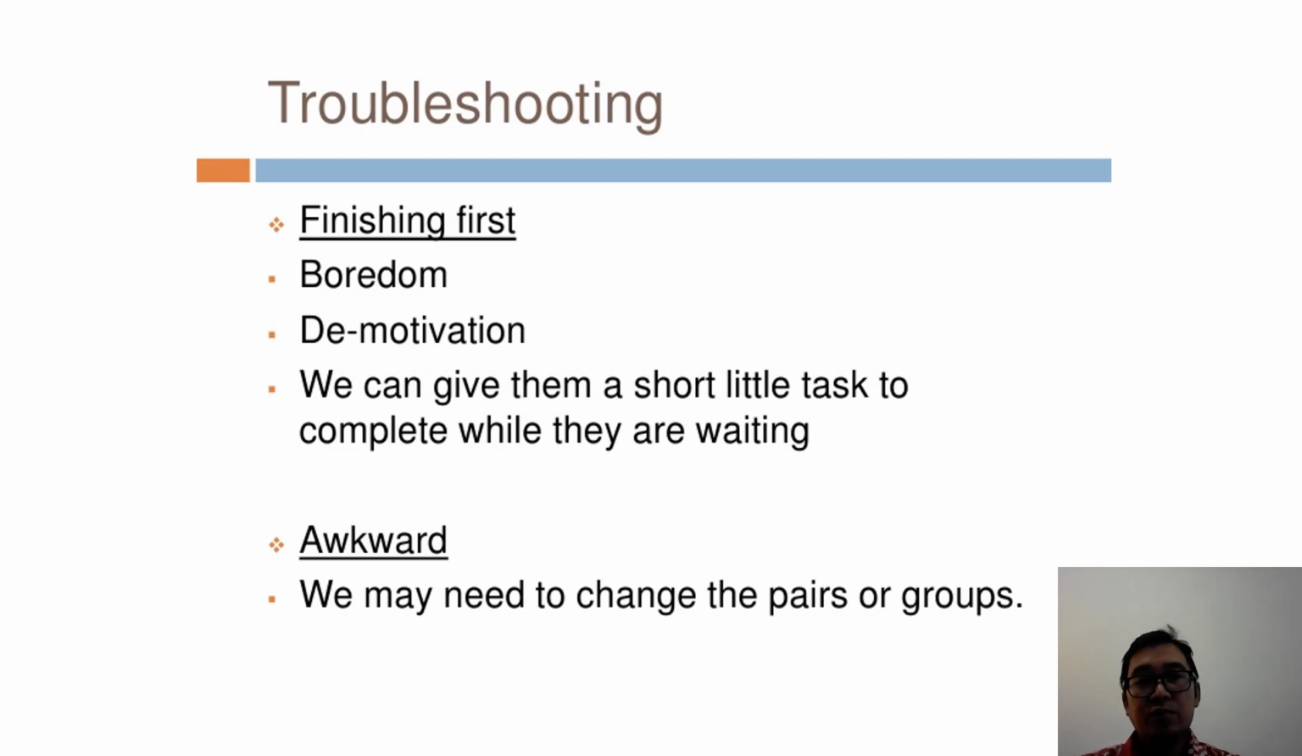And what about troubleshooting? How do we have to handle the troubleshooting? First, finishing first. For example, if we find boredom in the classroom, we have to find a solution to the problem, how to get rid of boredom. We can help students, for example, like what I have told you before, by changing or exchanging friends in the groups.